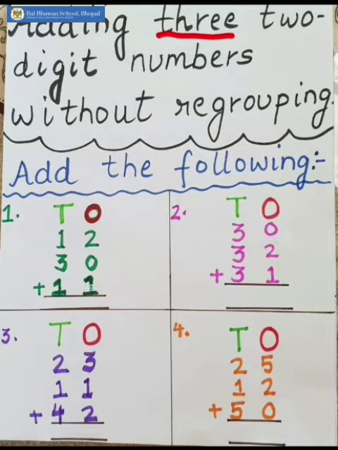अब हम अपने एडिशन स्टार्ट करेंगे. So before we start, you have to always keep in mind that first you will be adding the digits given at ones place. So first question, the digits at first ones place are 2, 0 and 1.